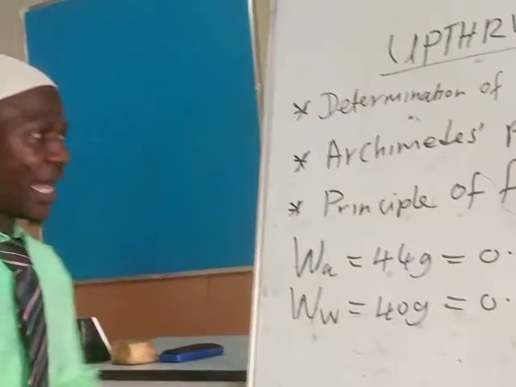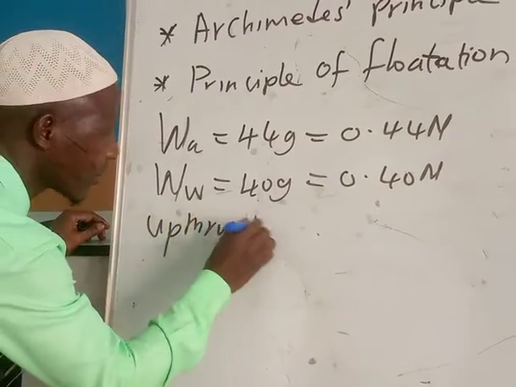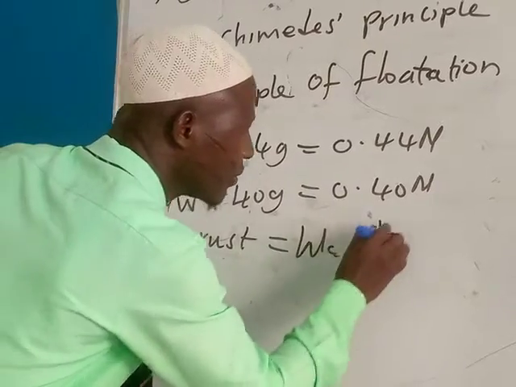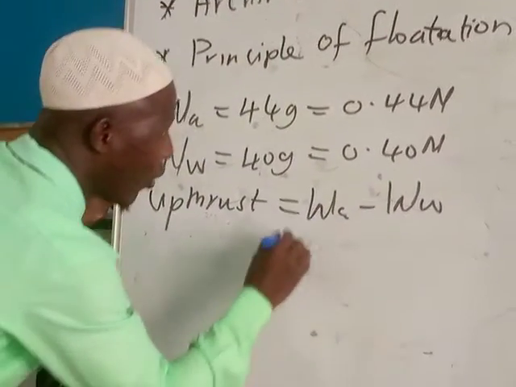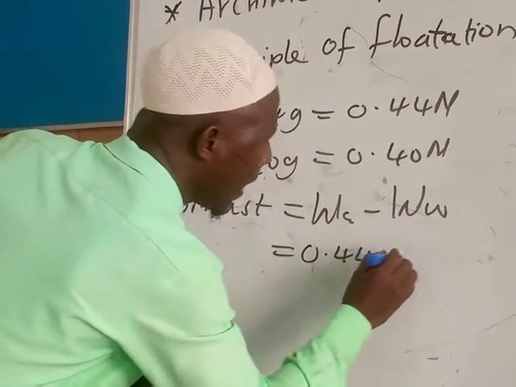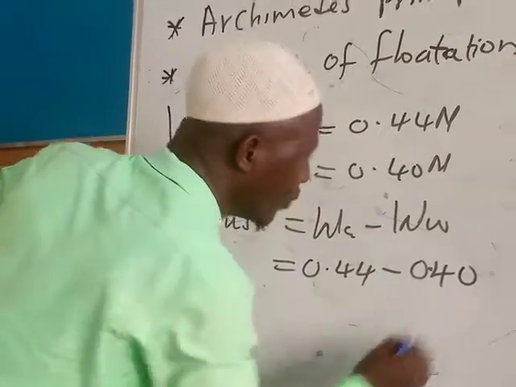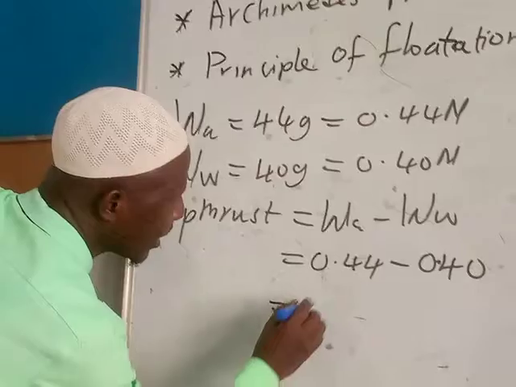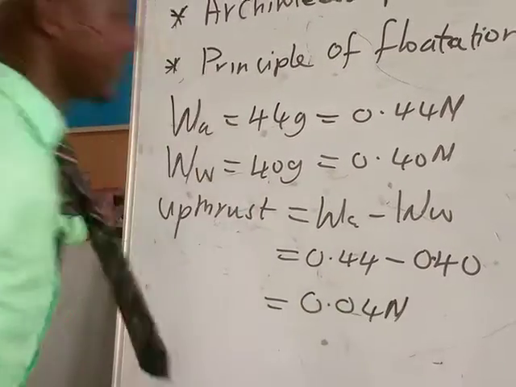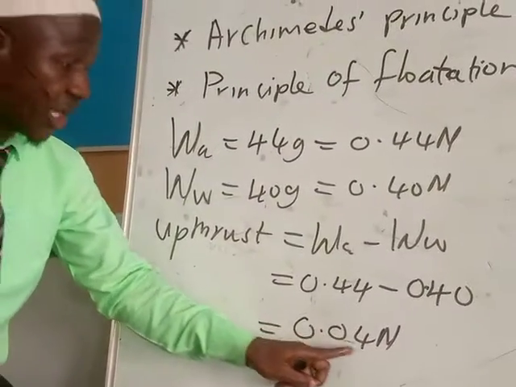So it means there is a certain force that's pushing it upward inside, and that is upthrust. To get the upthrust, you say upthrust is equal to weight in air minus weight in water. Therefore, the upthrust in water is equal to 0.44 minus 0.40, which gives us 0.04 Newton. Therefore, the actual upthrust inside that water is 0.04 Newton.